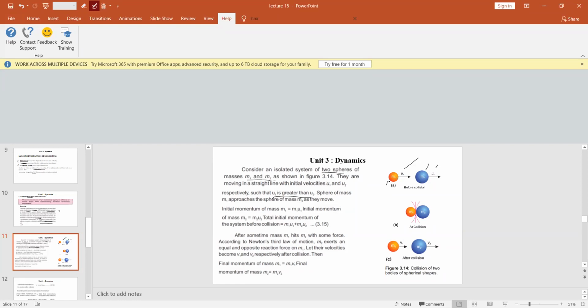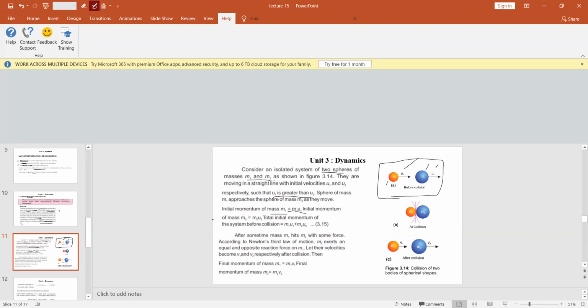Because this object has small mass, obviously it has more velocity, right? This is also general. But now just look at this picture, and we will write the momentum from this diagram, right? So the initial momentum of mass m1 is m1 u1, right?